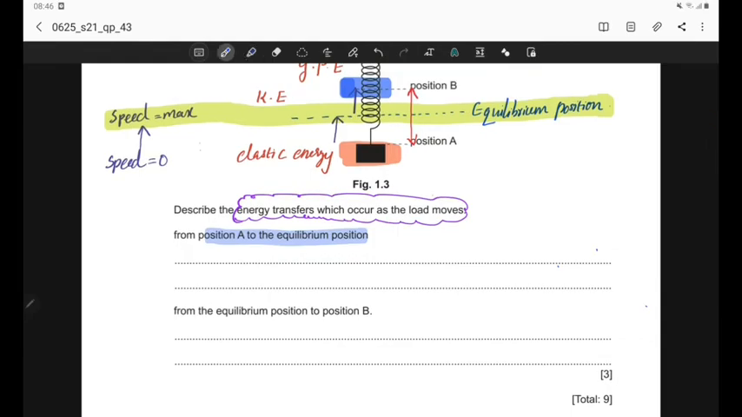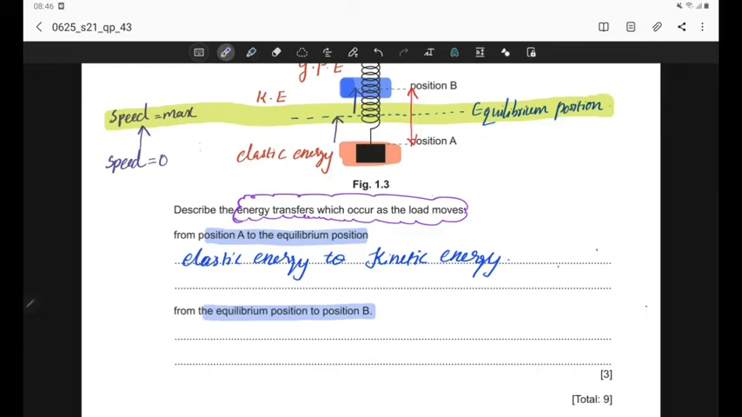Therefore, we can write, from position A to the equilibrium position, when this load moves, we have already seen that at position A it has elastic energy, and at the equilibrium position it's converted to kinetic energy. So we can write changing from elastic energy to kinetic energy. And from the equilibrium position to position B.